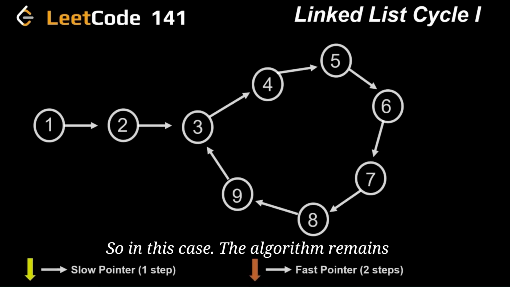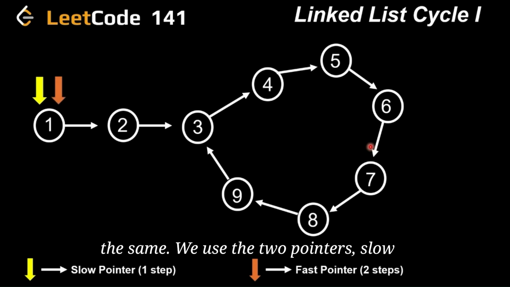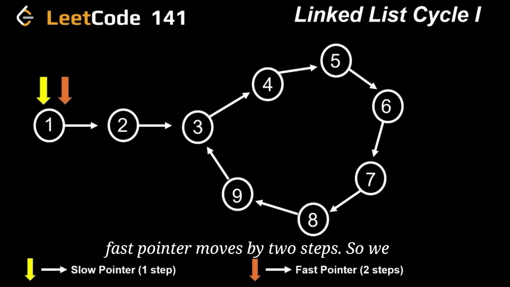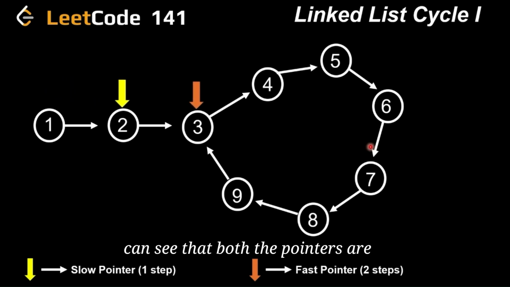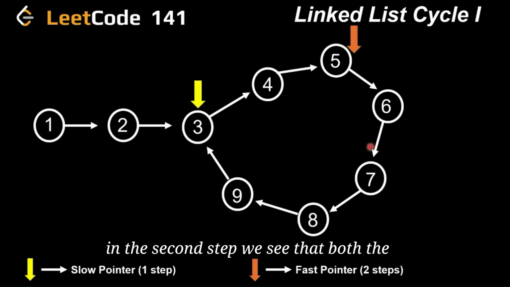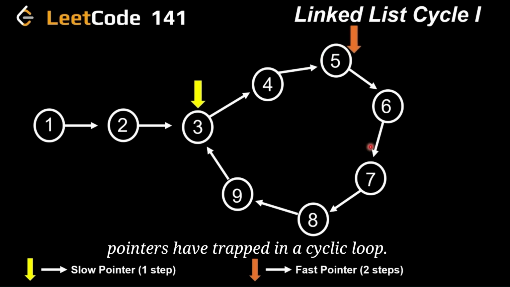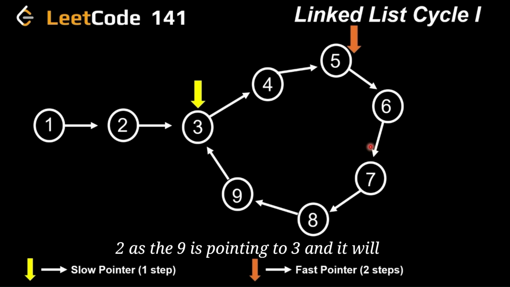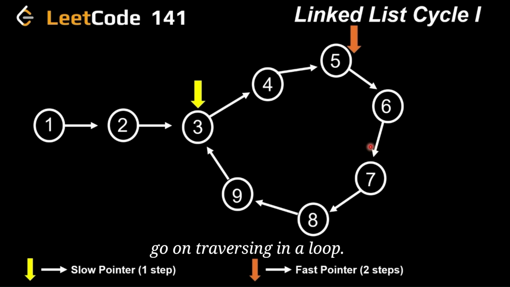In this case, the algorithm remains the same. We use the two pointers, the slow pointer moving by one step and the fast pointer moving by two steps. Both pointers move the same as in the last example. Now in the second step, both pointers have been trapped in a cyclic loop. What do I mean by trapped in a cyclic loop? When the pointer moves to 9, it can't go to 2, as 9 is pointing to 3, and it will go on traversing in a loop.